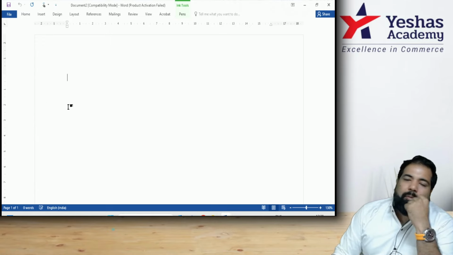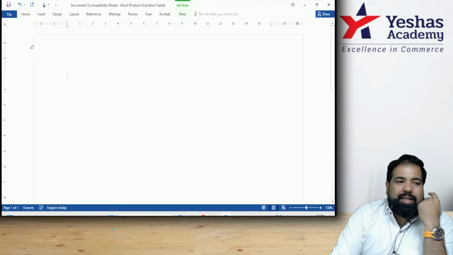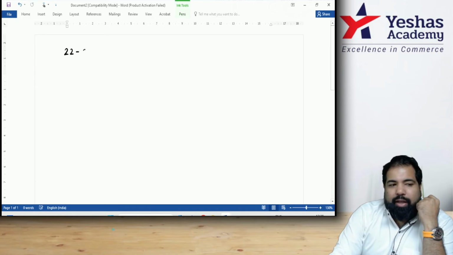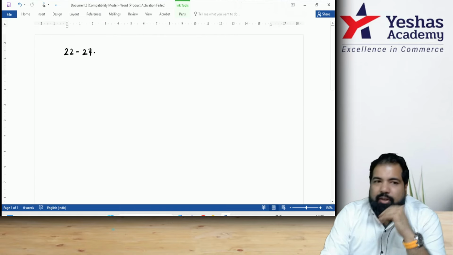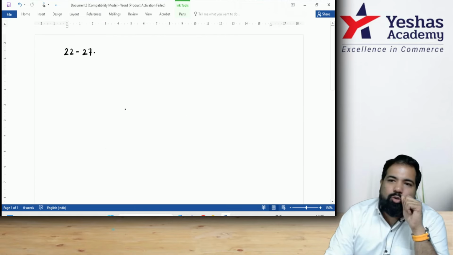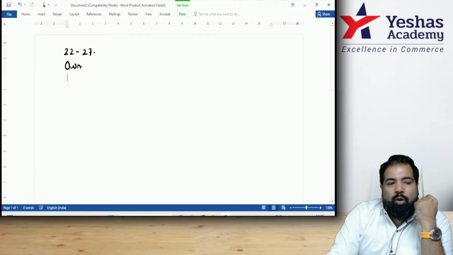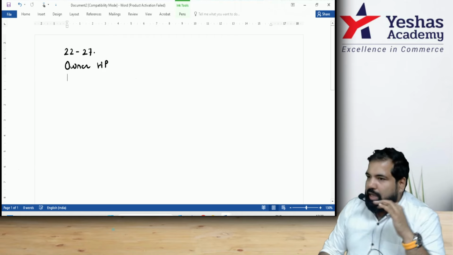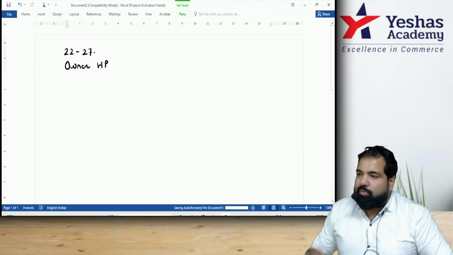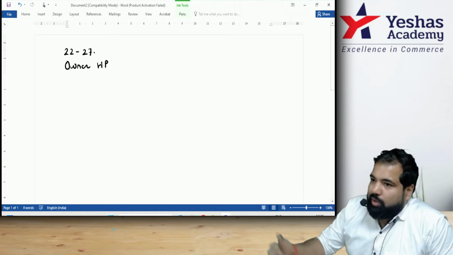Guys, income from house property, this is one of the heads of income, which starts at which section? 22, and goes on till which section, guys? 27. And guys, income from house property opens up only when you become an owner of which property, guys? House. Guys, house property means a residence also, means an office also, a shop also, a godown also.